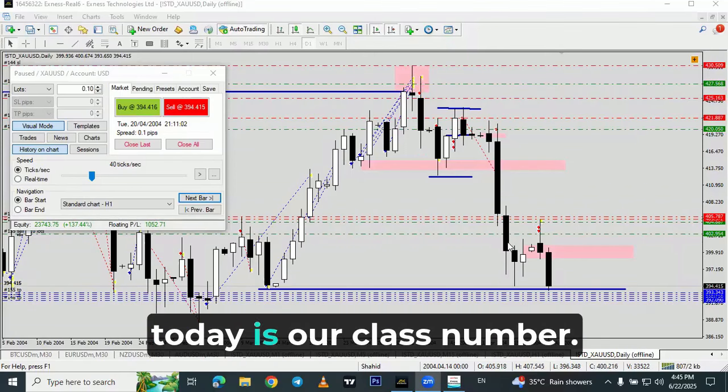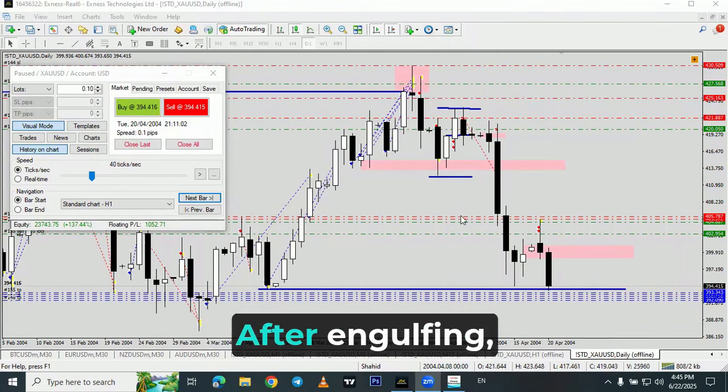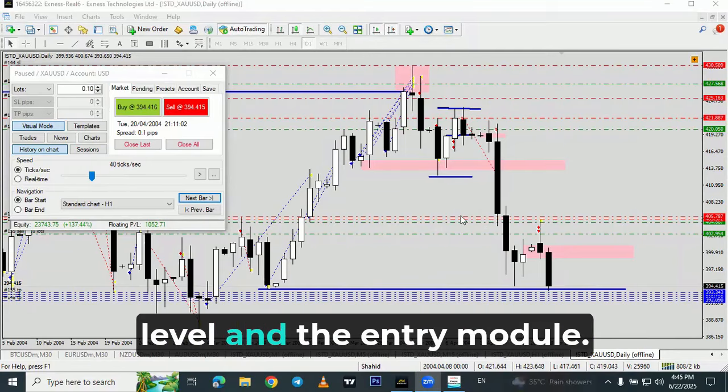Hello students, today is our class number. Today we will learn the same sample of engulfing. After engulfing, we will learn the liquidity level and the entry module.